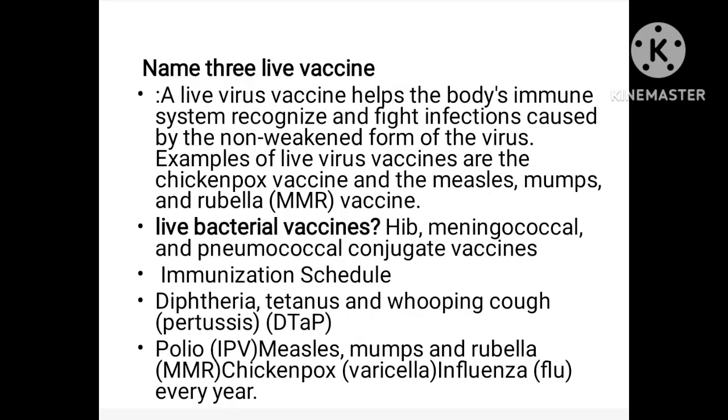Question number 26. Name 3 live vaccines. A live virus vaccine helps the body's immune system organize and fight infections caused by the non-weakened form of the virus. Examples of live virus vaccines are the chickenpox vaccine and the measles, mumps, and rubella, that is called the MMR vaccine.